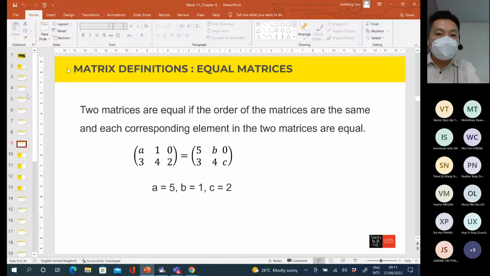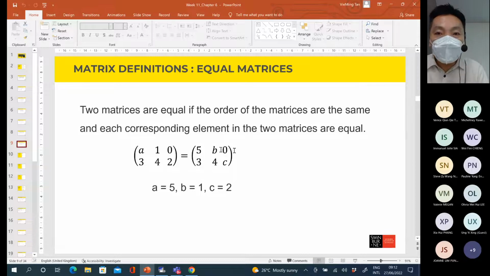Let's say for this question here. If the matrix on the left hand side is equal to the matrix on the right hand side, then we can conclude A is equal to 5. Why? Because the locations of A and 5 are the same. Location means same row and same column. A is at row number 1, column number 1. 5 is also at row number 1, column number 1. So we can conclude A is equal to 5, because both elements have the same row and column position.